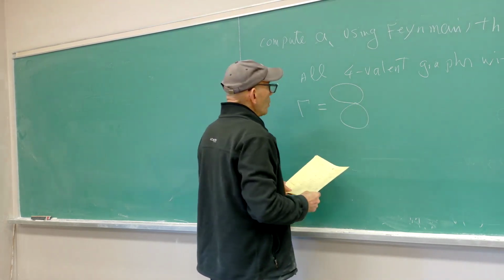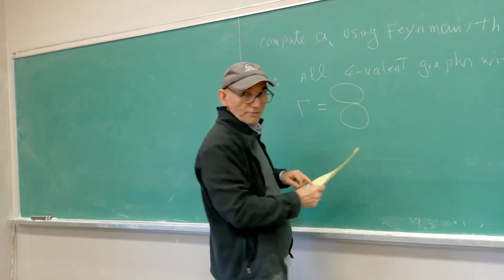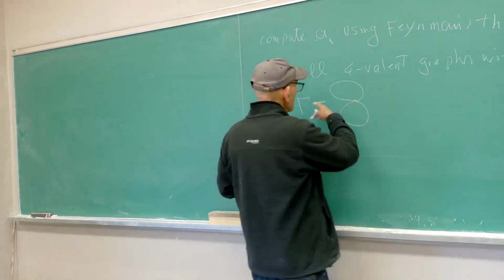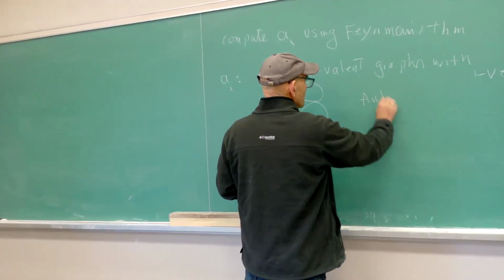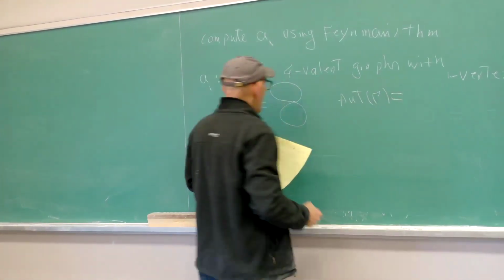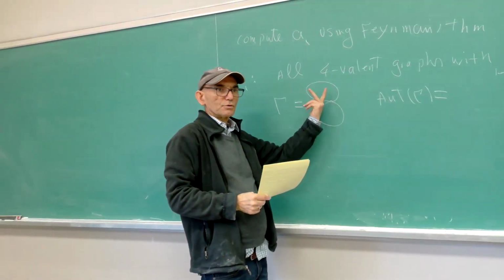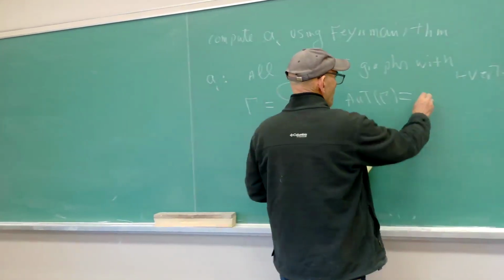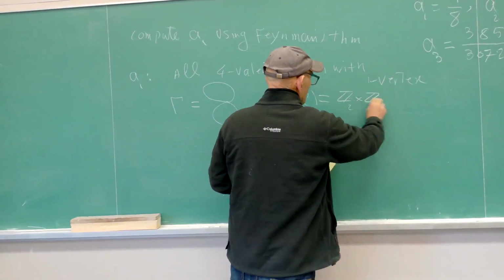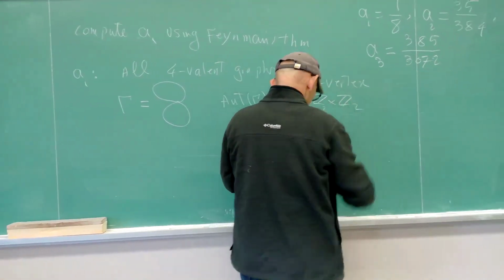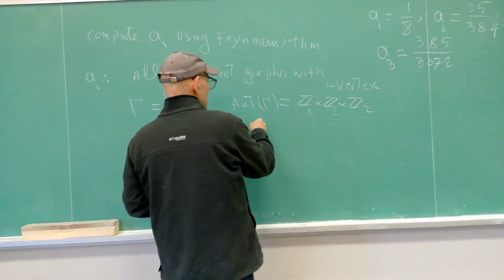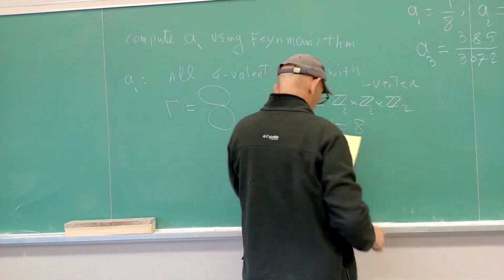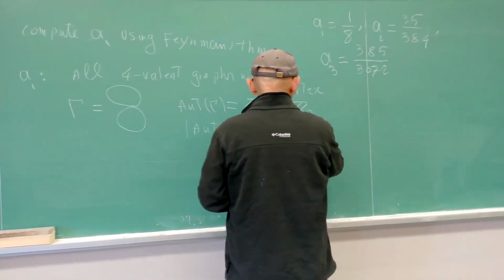So what is the automorphism group of this graph? Now is a good example to try to compute automorphism groups. You can do this, and then flip. So it's really Z2 plus Z2 plus Z2, so the order of the automorphism group of gamma is equal to 8. This is called the symmetry factor.